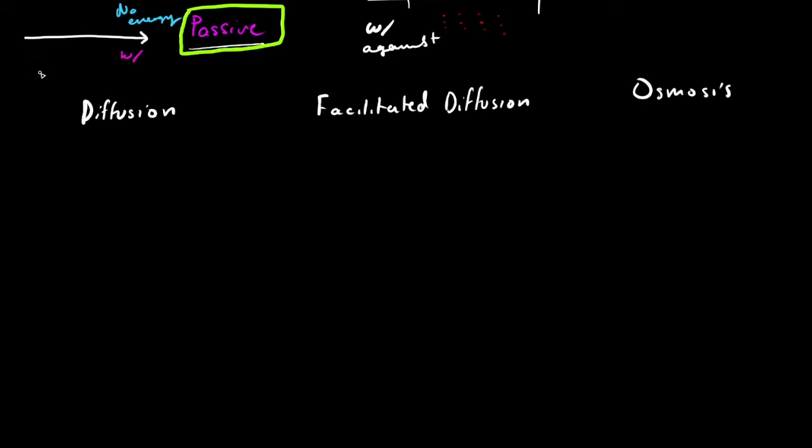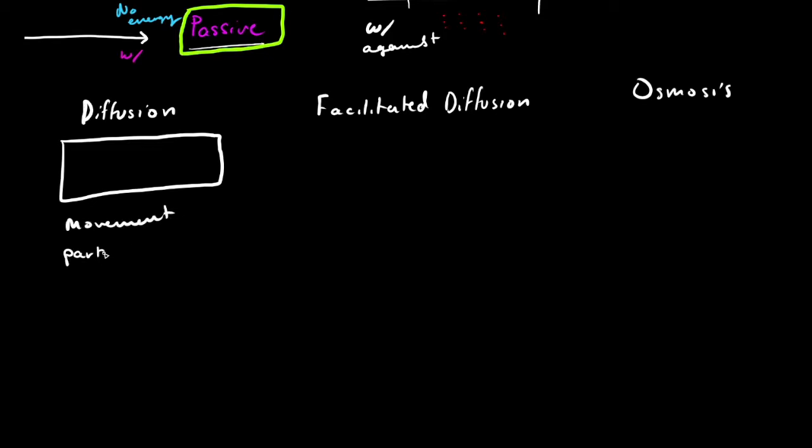Diffusion is the very bare bones idea of passive transport. Essentially means that, well, particles flow with the concentration gradient. It's the movement of particles from an area of high concentration to an area of low concentration.